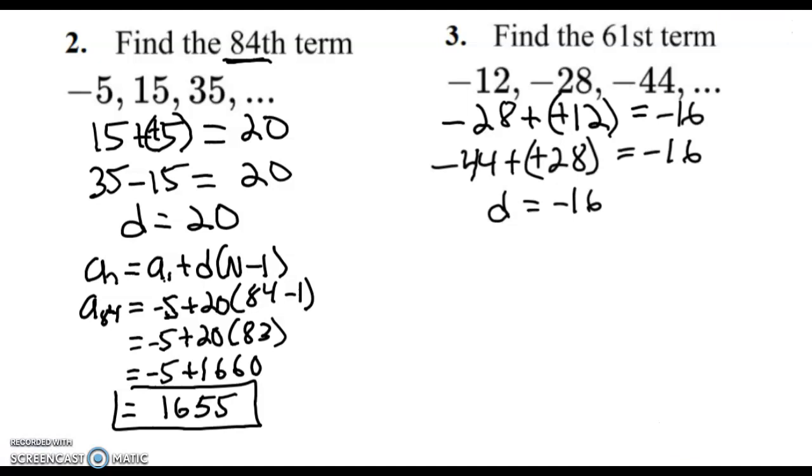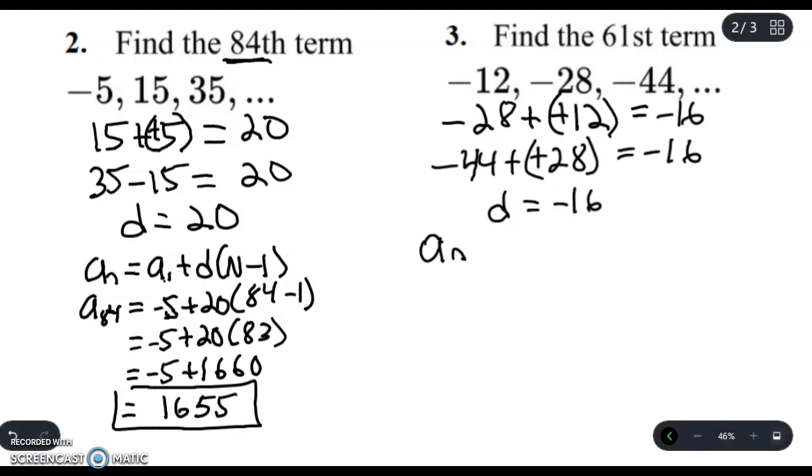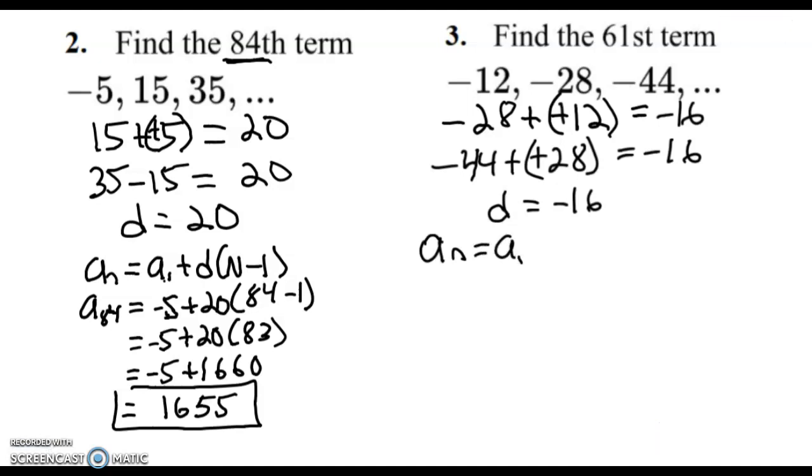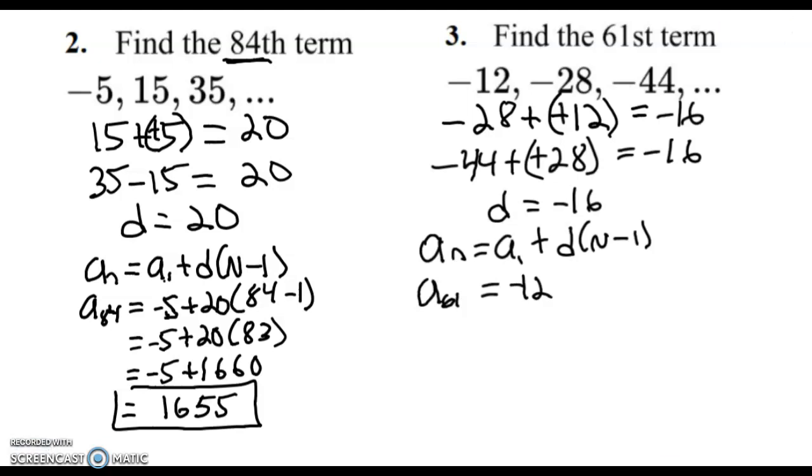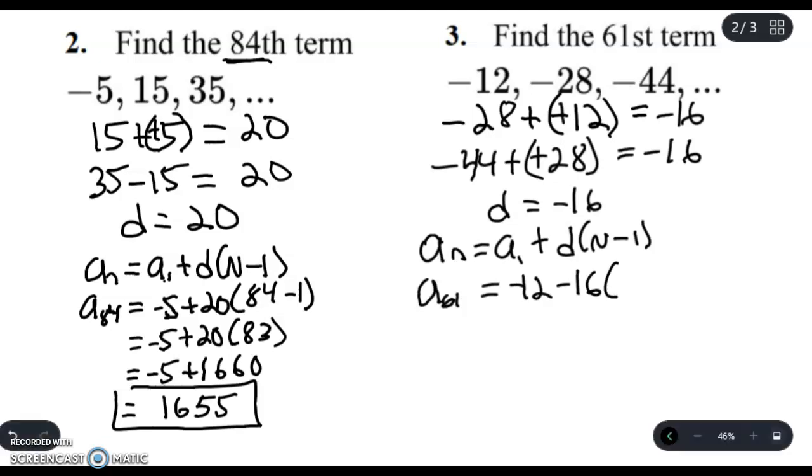And we're going to plug that into our formula. a sub n is equal to a sub 1 plus d times n minus 1. And we're going to plug in everything we need. So a sub n, we're looking for the 61st term. a sub 1 is the first term, negative 12. The common difference is negative 16. n, 61, minus 1.